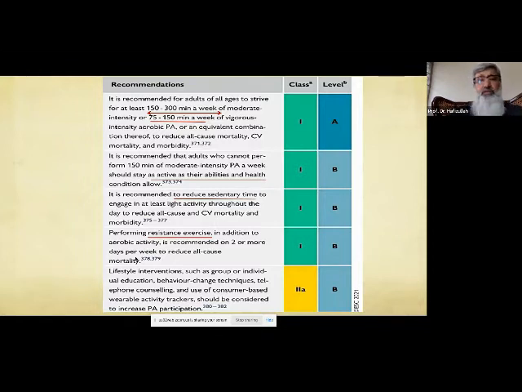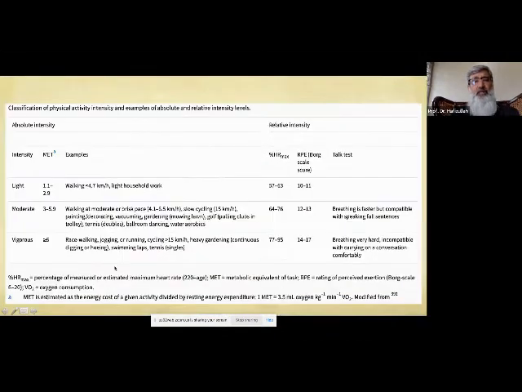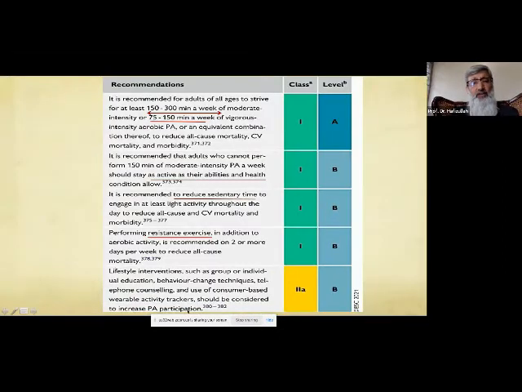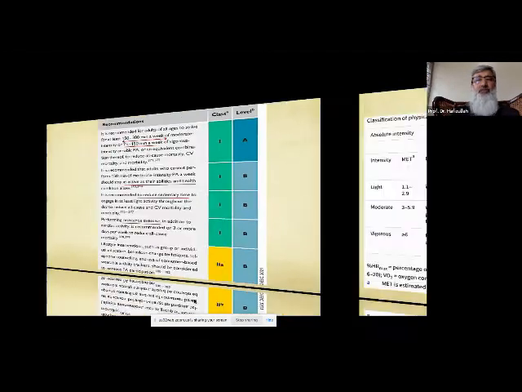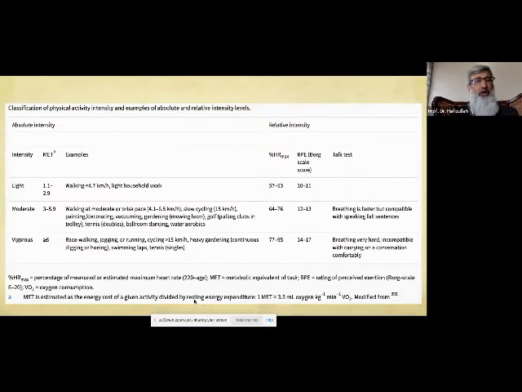Lifestyle interventions such as group or individual exercise are very much recommended. And this also encourages the use of activity trackers like mobiles, so you can give targets to your patients: so many steps you have to walk, so much exercise you have to do, and so much calories you have to burn.